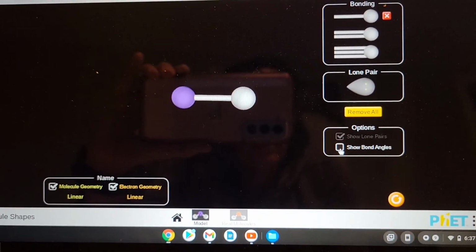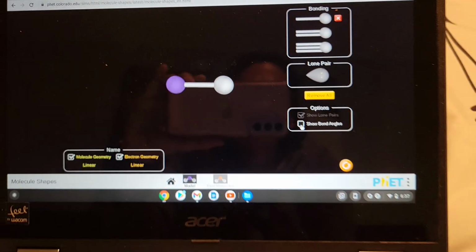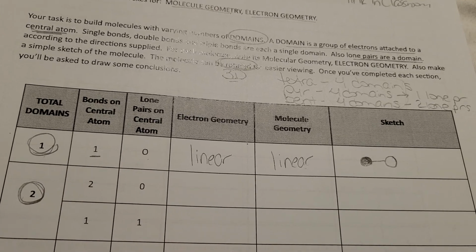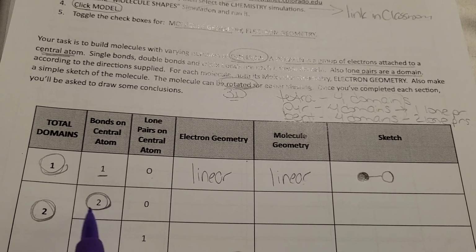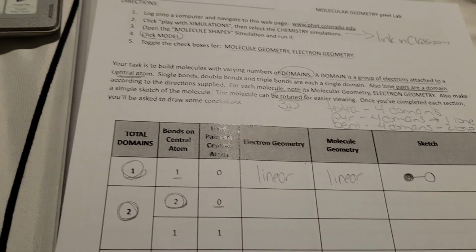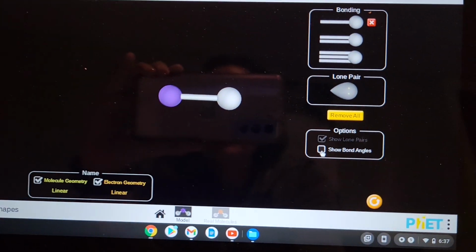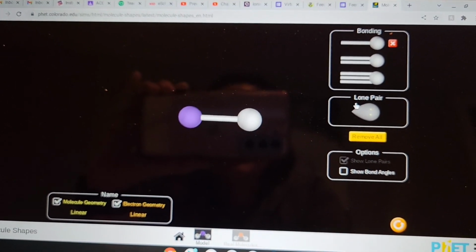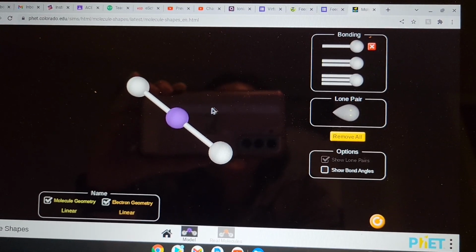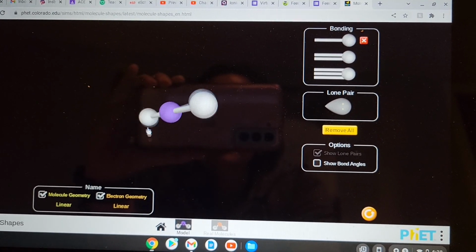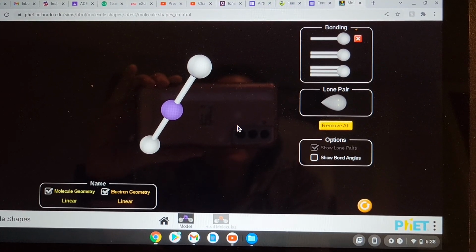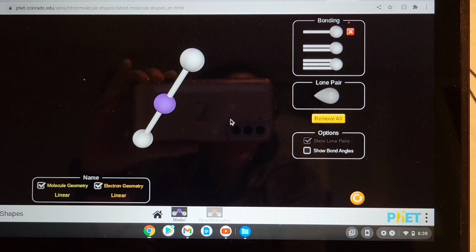Okay, so now the next one in our table says 2 domains, so 2 things around it, with 2 bonds on the central atom, no unshared pairs. So I'm going to go back here. Purple's the center one, so I want to have 2 bonds on the central atom. I'm going to drag one of those in. I can spin this around and see what it looks like. Right now it has 2 bonds on the center atom. There aren't any lone pairs.